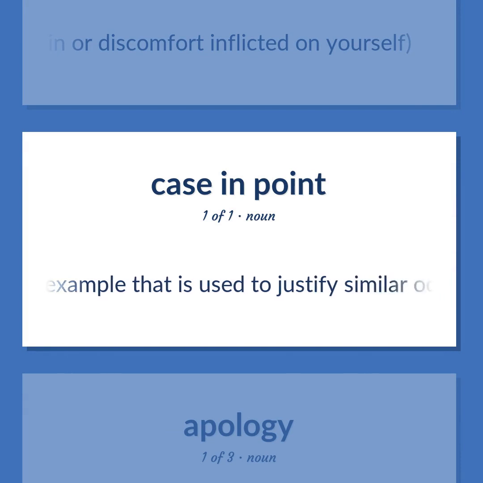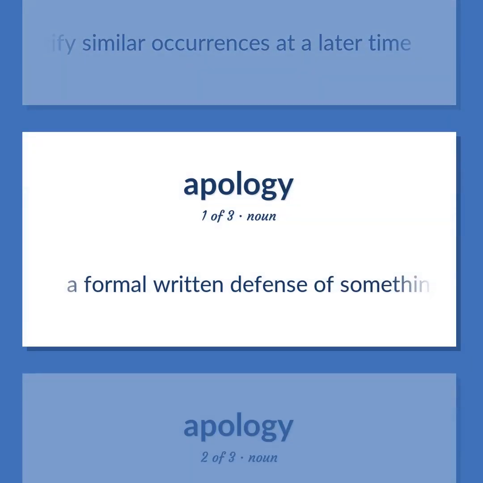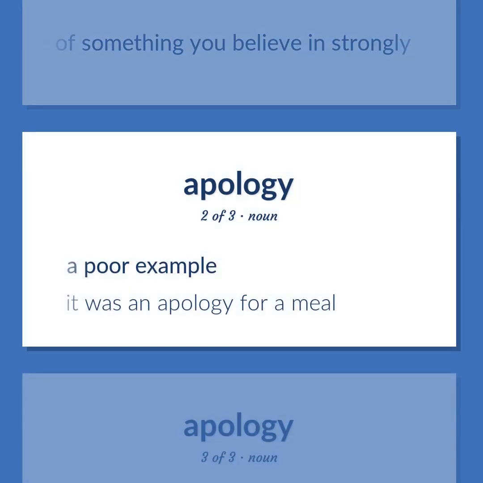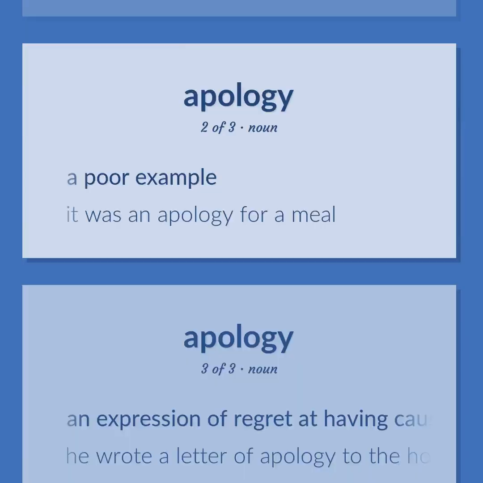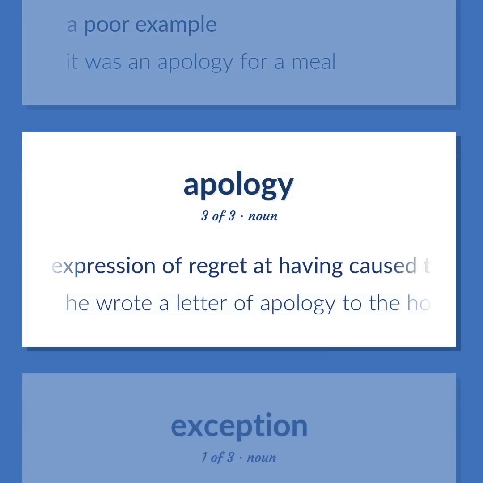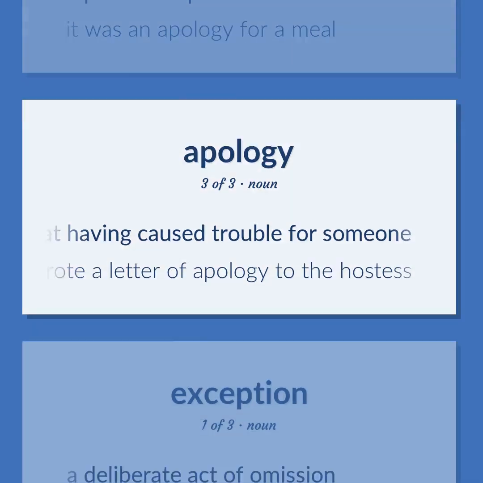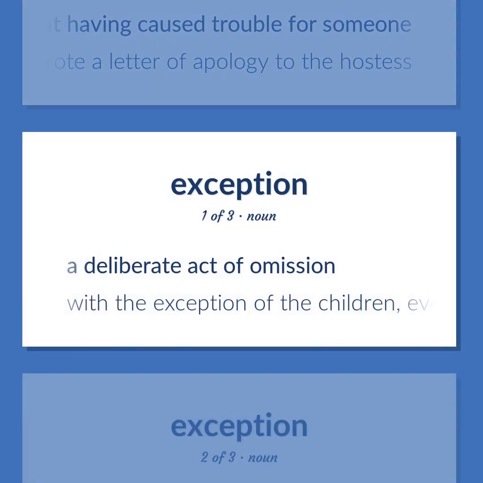An example that is used to justify similar occurrences at a later time. A formal written defense of something you believe in strongly. A poor example. It was an apology for a meal. An expression of regret at having caused trouble for someone. He wrote a letter of apology to the hostess. A deliberate act of omission. With the exception of the children, everyone was told the news.